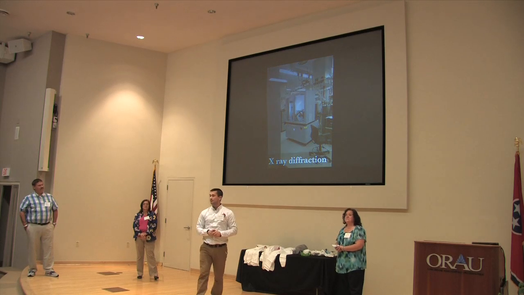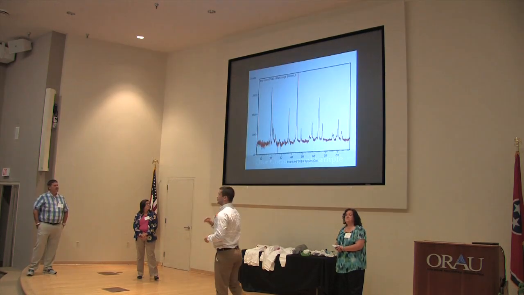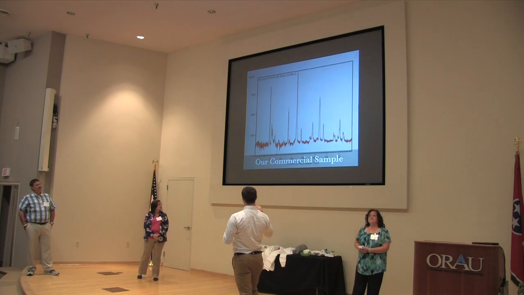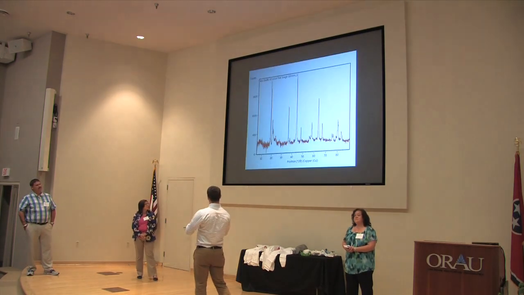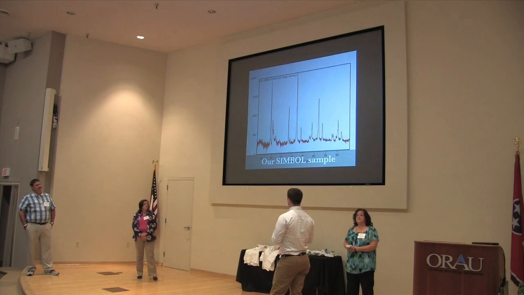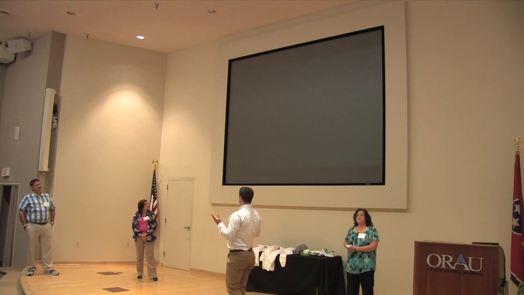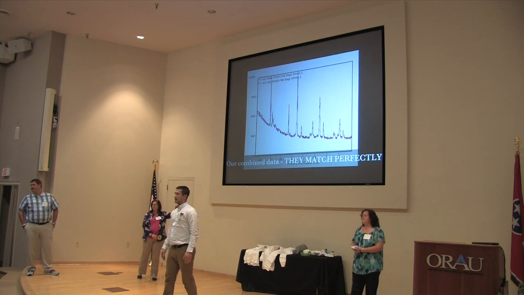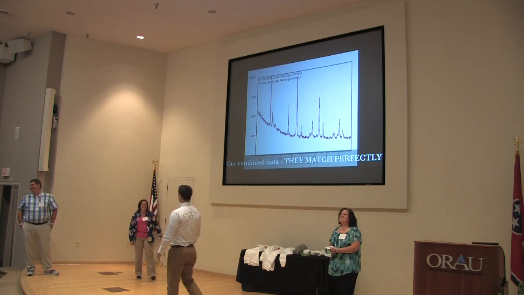Then we take an X-ray diffraction. We're trying to look at the composition of the materials. In our commercial sample, we see this peak pattern which shows the compounds that are in it. Our Symbol sample has its own pattern of chemicals. When we put them on top of one another, the goal is for them to be exactly the same, and that's exactly what we got. This is a beautiful thing. This is exactly what we wanted to see.